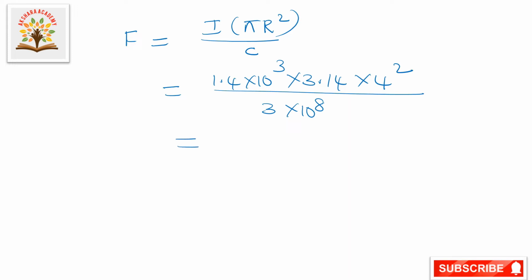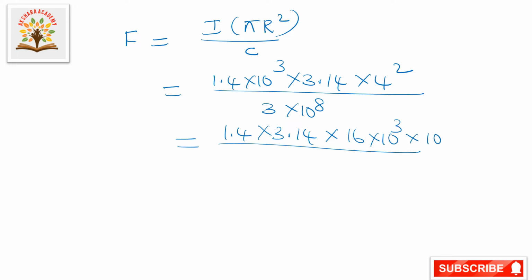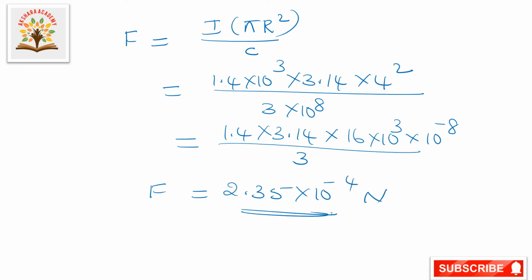So that is equal to 1.4 × 3.14 × 4², nothing but 16, and 10³. Here 10 to the power of 8 will go to the numerator as 10 to the power of minus 8, divided by 3. So after division we are getting 2.35 × 10⁻⁴ newtons. This is the final answer.